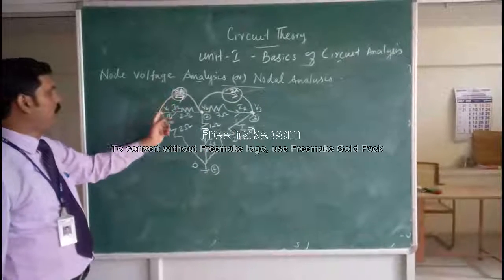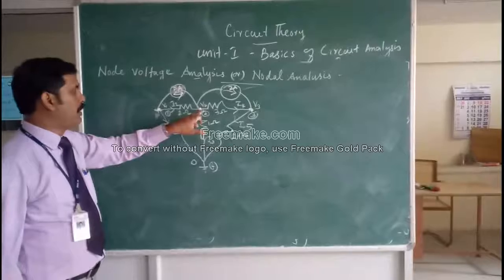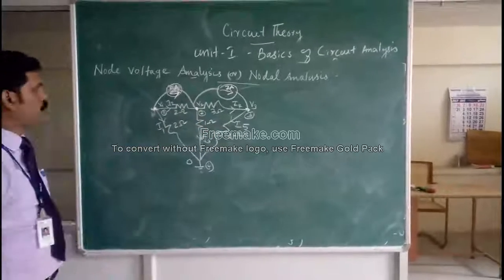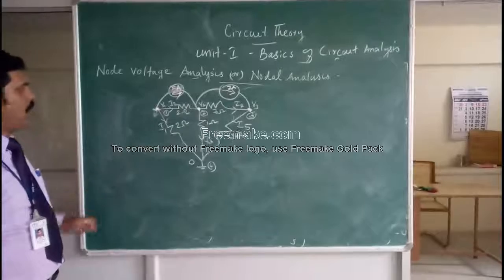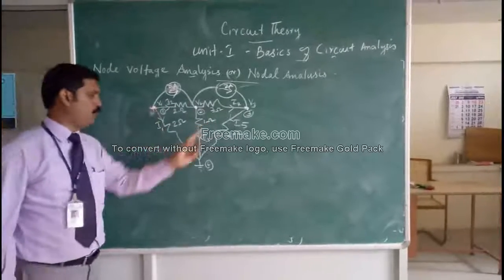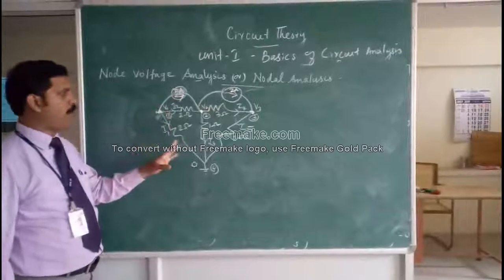And two sources are shown here. One is between node 1 and 2, it is 5 ampere, and between node 2 and 3 it is 2 ampere. Now we know how many equations we have to form. That is 1, 2, 3, including this reference node is 4, and 4 minus 1 is 3. So 3 equations we have to form.